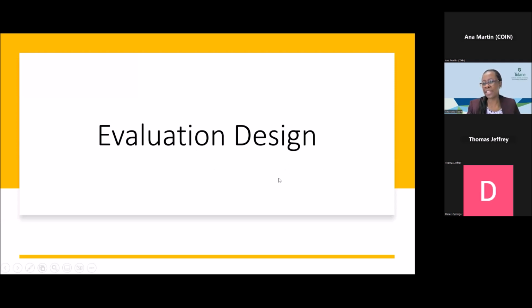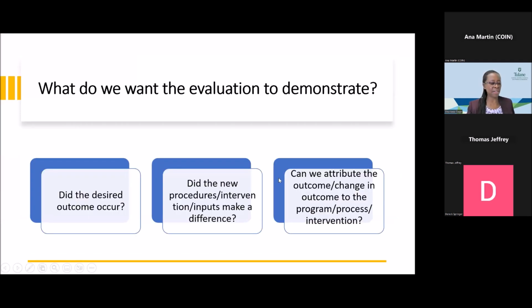So one of the first questions one has to ask oneself is, what do we want the evaluation to demonstrate? And here are some answers to that question. Did the desired outcome occur? Did the new procedures or interventions or inputs make a difference? And can we attribute the change in the outcome to the program, process, or intervention? And all these questions imply a different evaluation design.